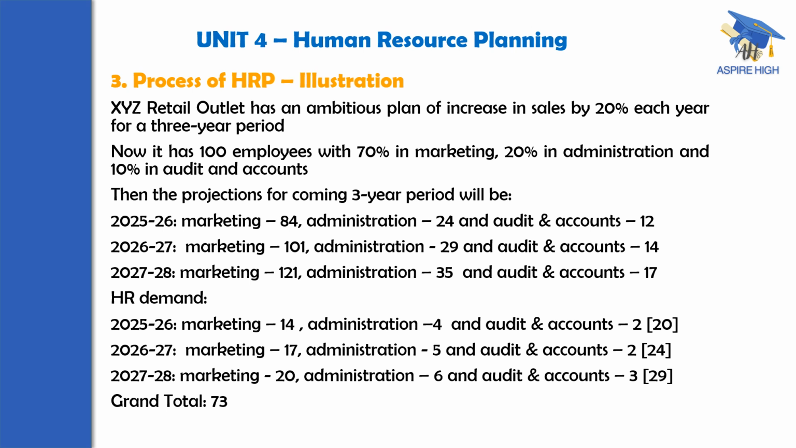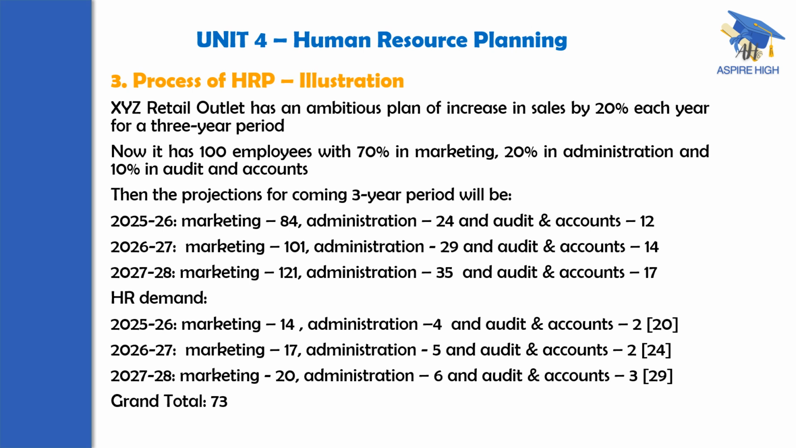That means 7 people over a period of 3 years are not required, because a very good software is already there for working in audit and accounts. So where is the need for more and more manpower? Maybe you may require 1 or 2 people in the 3rd year, that is okay. But just because the sales are increasing by 20%, 10 has to become 12, 12 has to become 14, 14 has to become 17, that is not required.